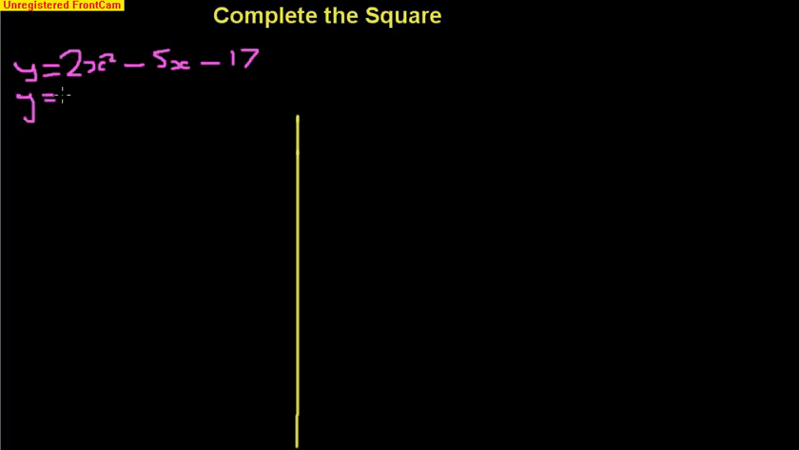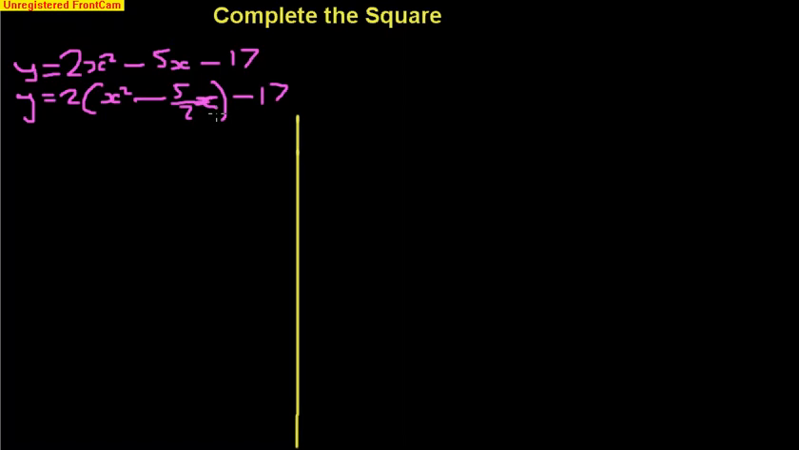Y equals, I take out the 2, or whatever number is next to the x squared, and then inside the bracket I now have 2 times, well, the first term will be x squared, because 2 times that will give me 2x squared. The second term will be 5 over 2 x, because 2 times that would give me the 5. And then I'm going to only do that factorizing on the first 2 terms. The last term, the minus 17, I'm going to leave on the end.